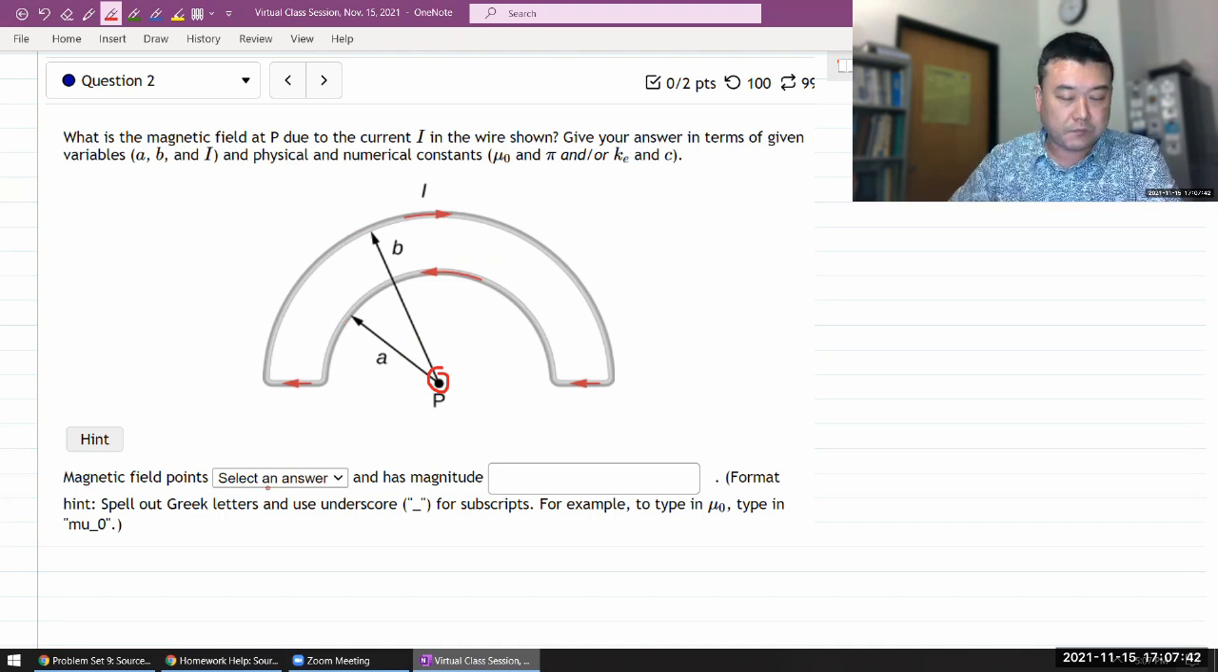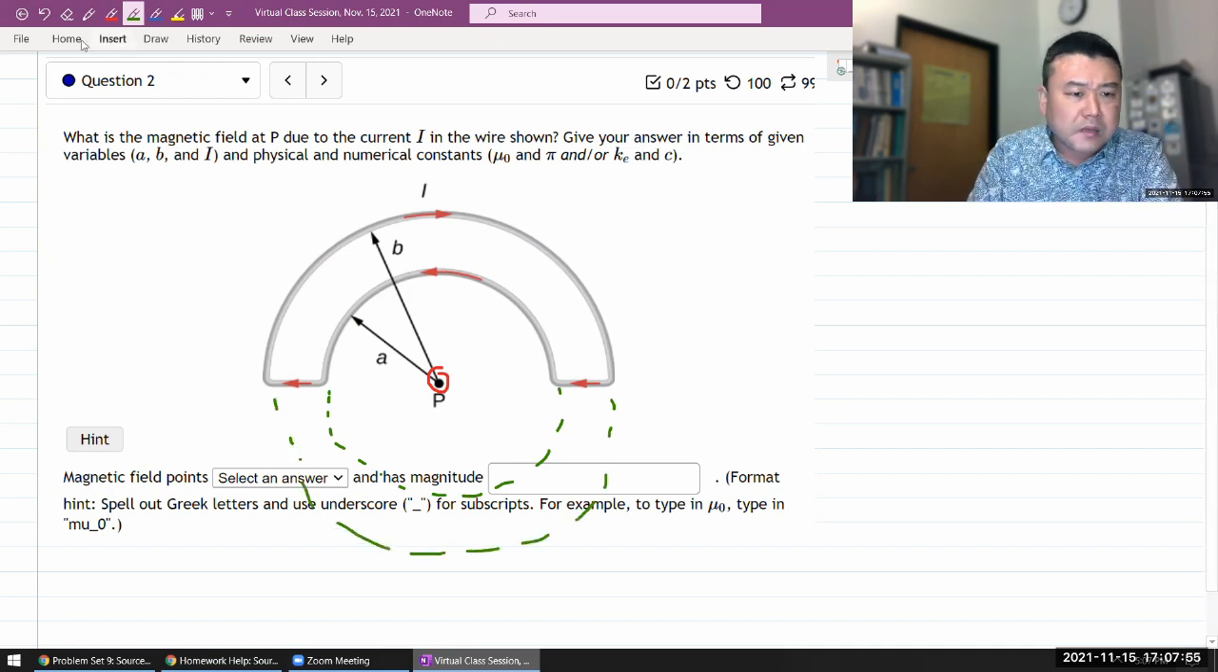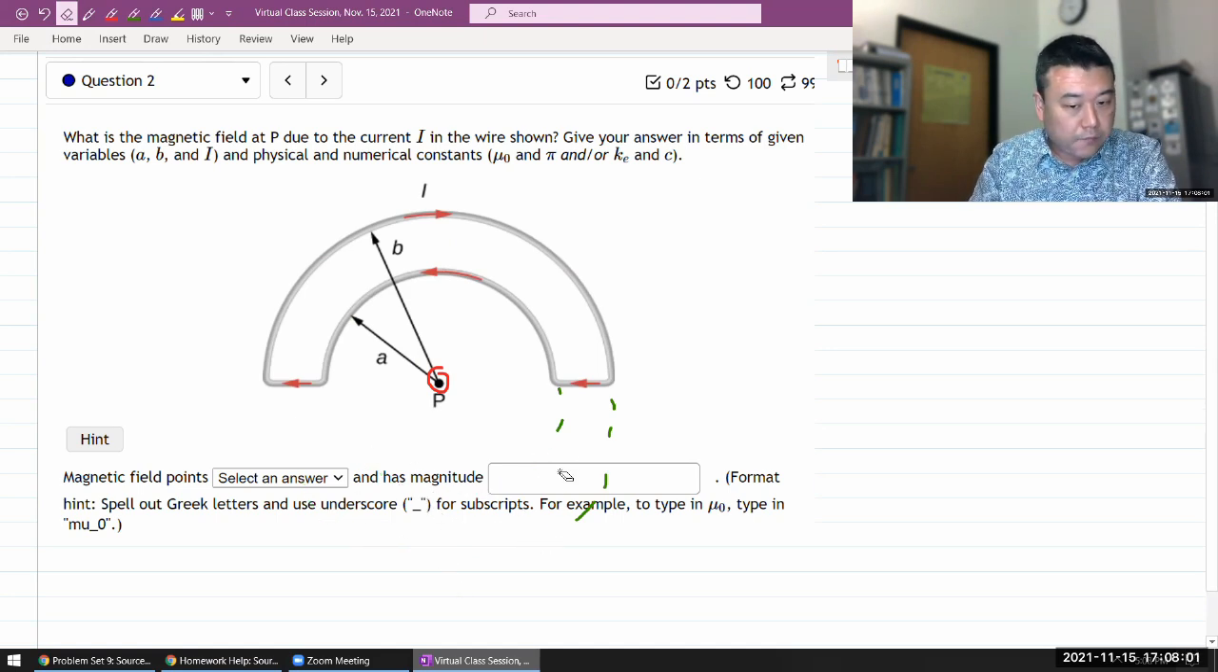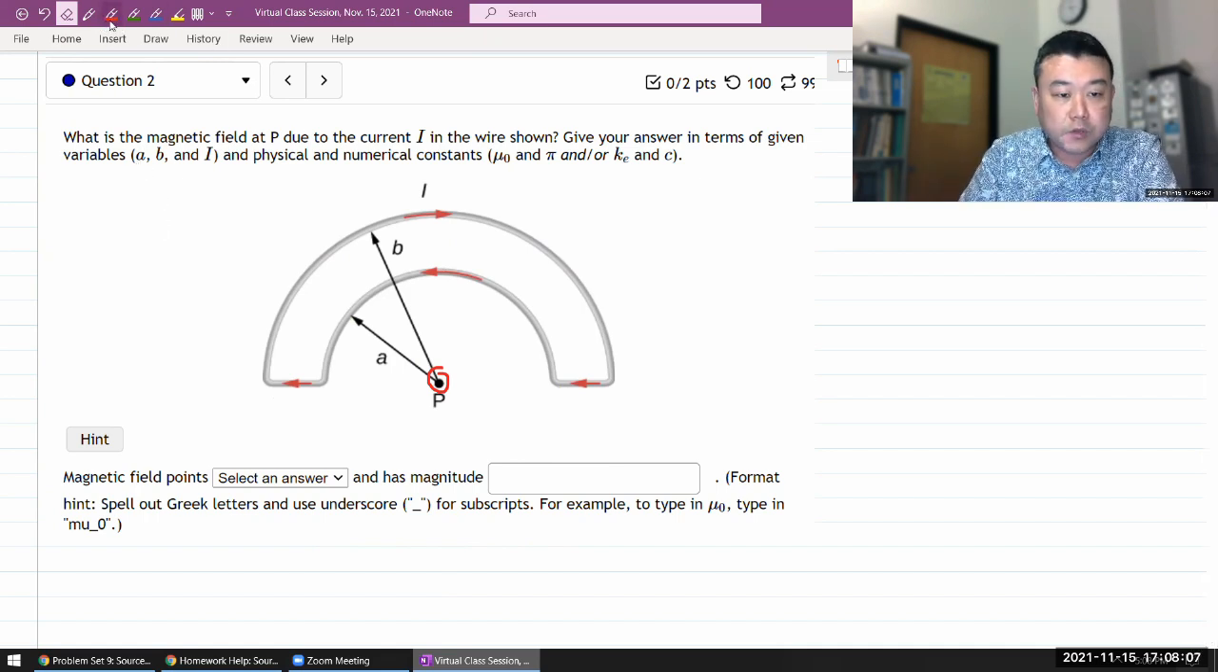You would be using the shortcut right-hand rule, recognizing this as a half of a loop, and this is another half of a loop. You can do that. Let me do the version without any shortcuts here. One without any shortcuts is one where you are basically doing the cross product in Biot-Savart's law.